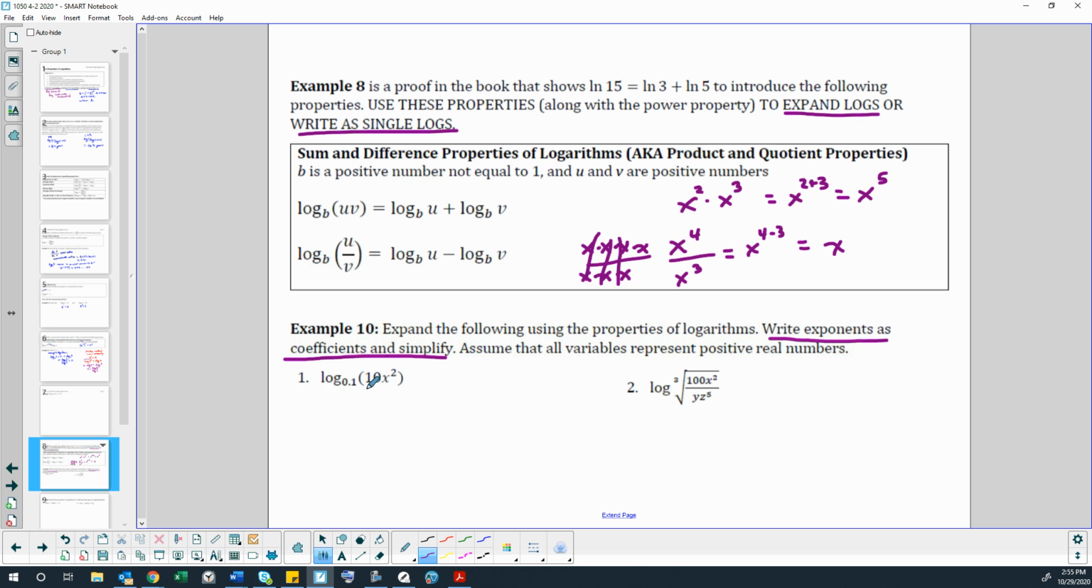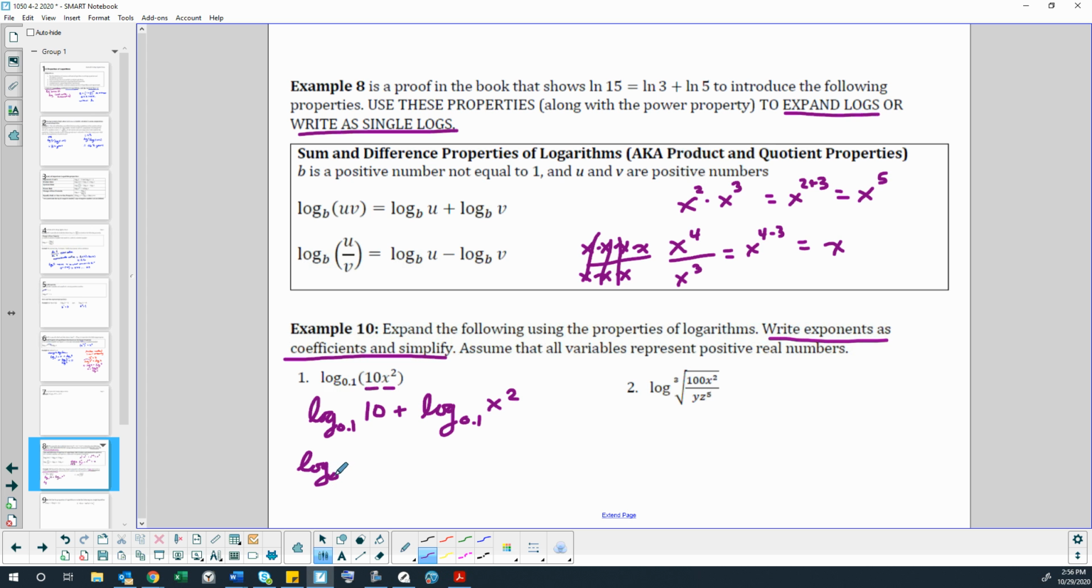So in our first example here, we've got 10 and x, and then there's a square on the x. So that's 2 separate things that are multiplying together as products. So I'm going to separate those products as addition of logarithms instead. So log base 0.1 of 10, and I'm going to add that to log base 0.1 of x squared. So I've separated my 10x squared into a 10 times an x squared, which means with logarithms we add if they're multiplying.